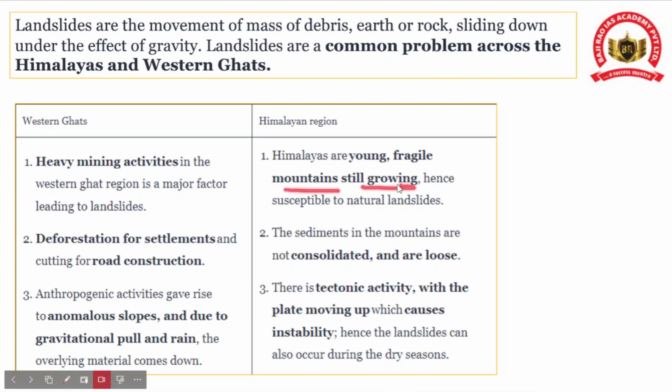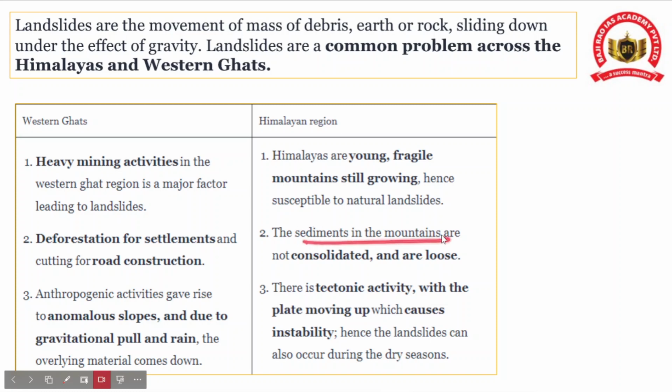So they are still growing. Because they are still growing, they are very much susceptible to natural landslides. They're not just created by anthropogenic activities, but they are still susceptible to natural landslides because they are tectonically active mountains. Secondly, deforestation for settlements or even for road construction is another major reason for the occurrence of these landslides. Because when we cut down trees on mountain slopes, there's no force which can hold the soil together. So that could trigger landslides.